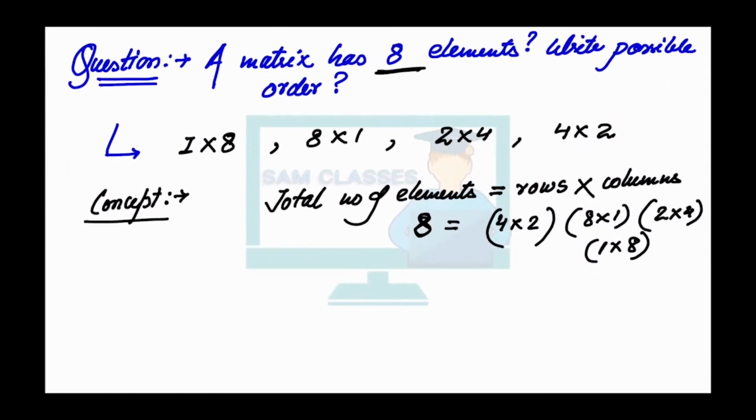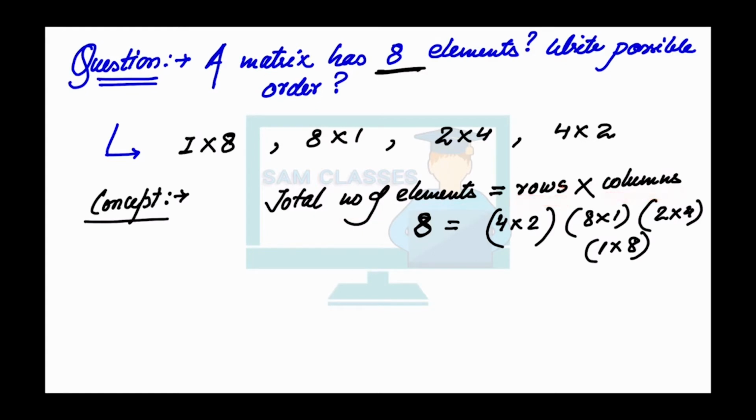Let's see a question. The first question is very simple. A matrix is given to us and they're telling that the matrix contains 8 elements. They're asking what the possible orders are. Very simple, students. The total number of elements is always equal to the rows into columns. You multiply the number of rows with the number of columns.